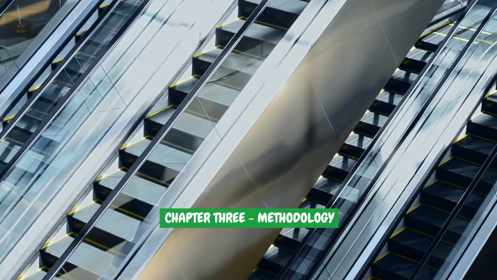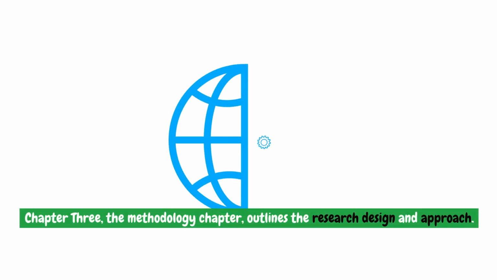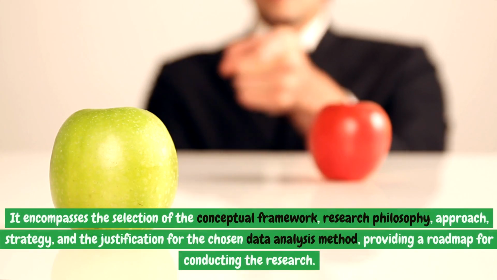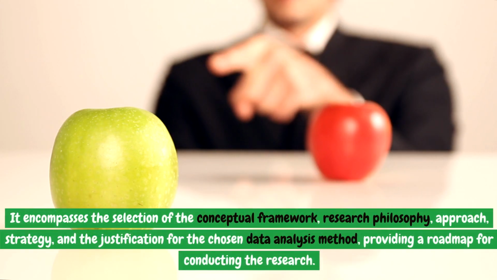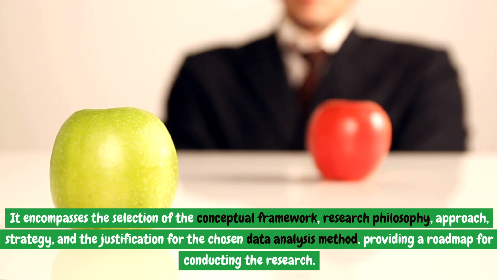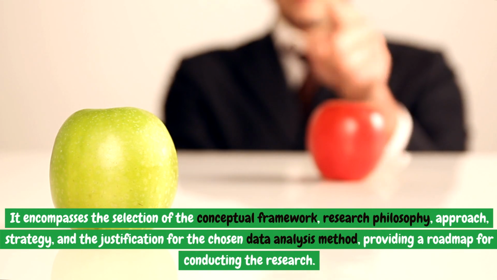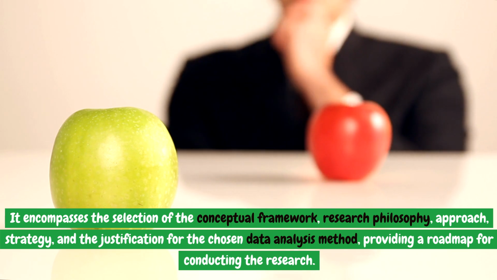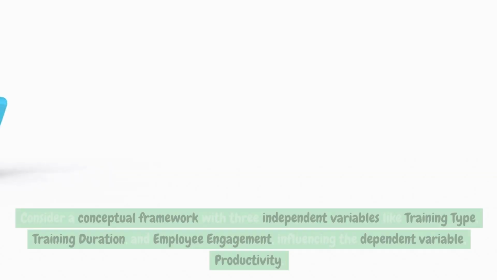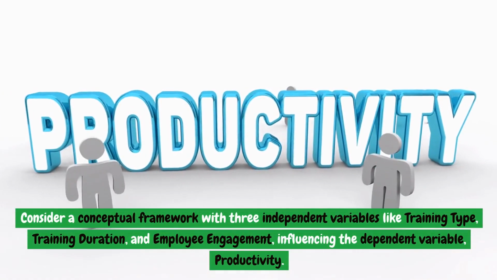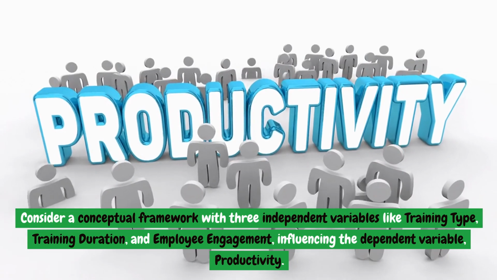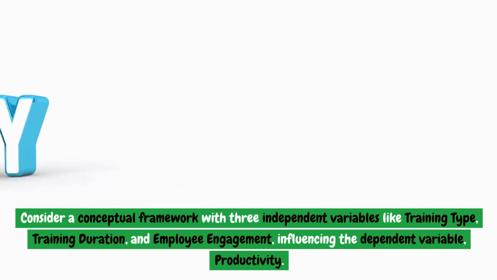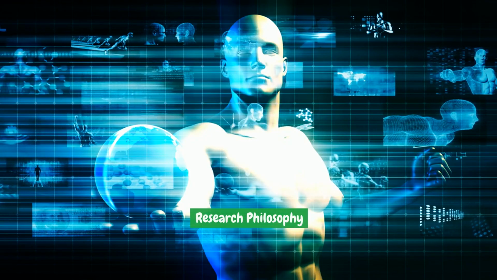Chapter 3: Methodology. Chapter 3, the Methodology chapter, outlines the research design and approach. It encompasses the selection of the conceptual framework, research philosophy, approach, strategy, and the justification for the chosen data analysis method, providing a roadmap for conducting the research. Conceptual framework. Consider a conceptual framework with 3 independent variables like training type, training duration, and employee engagement, influencing the dependent variable, productivity.